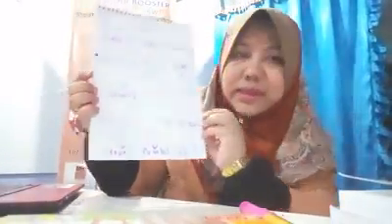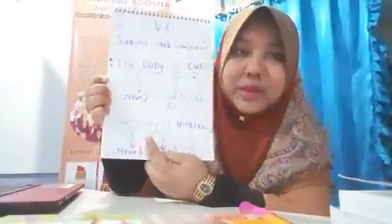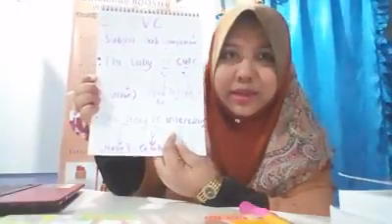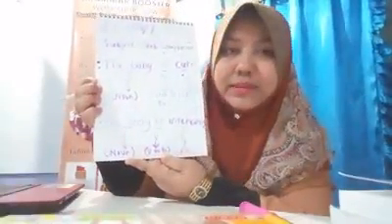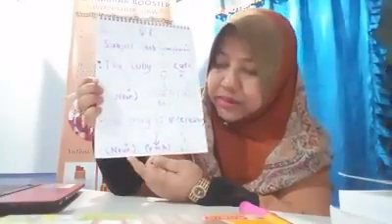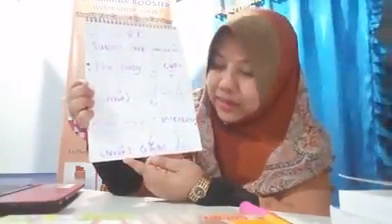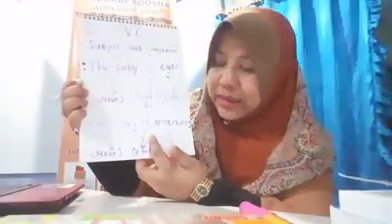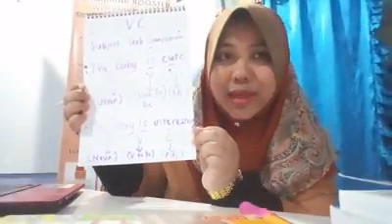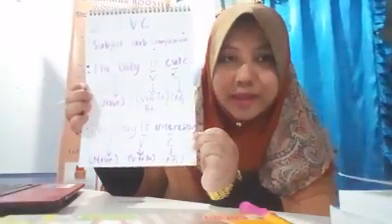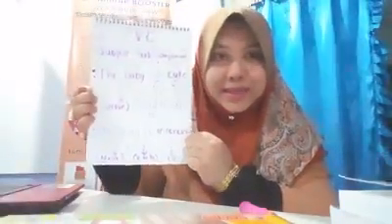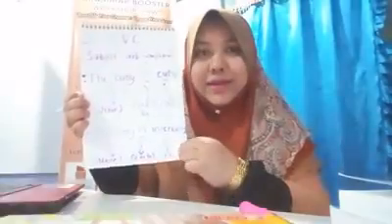What is the sentence? The story is interesting. The story is interesting. Again, the story is singular, a singular noun or singular subject. And is used here as the verb to be. And interesting is also an adjective, menarik. Okay, so this is the SVC pattern. You got it?